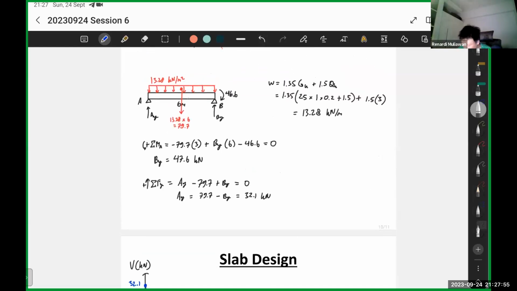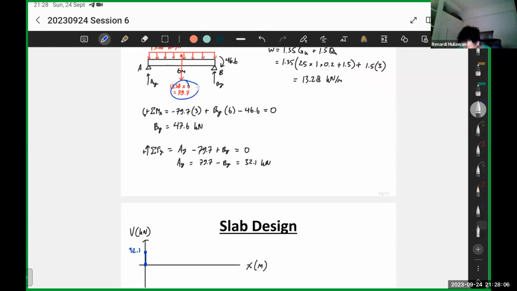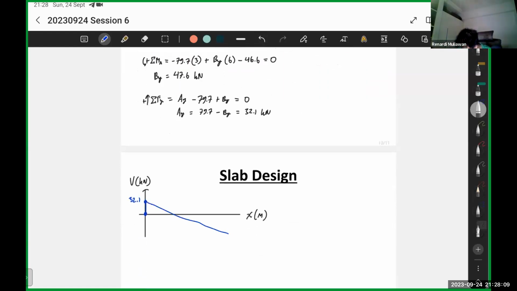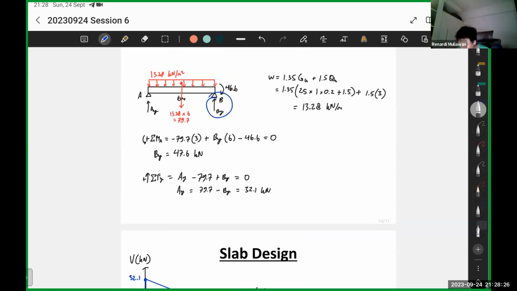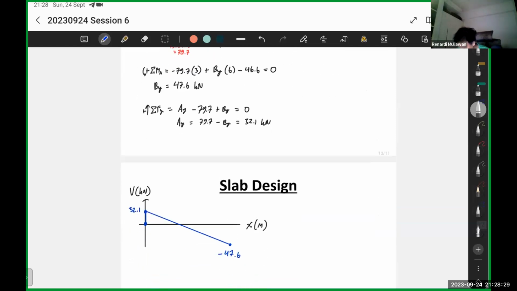Okay. Next one, you have a uniformly distributed load. So if the load is constant, then the shear will be a slope. Okay. It goes down by 79.7. So this thing will go down by 79.7. So 32.1 minus 79.7 is negative 47.6. Okay. And then lastly, you have another force here, By. So By is pointing up, so 47.6. So it goes back to 0. So that means your shear force diagram is correct.